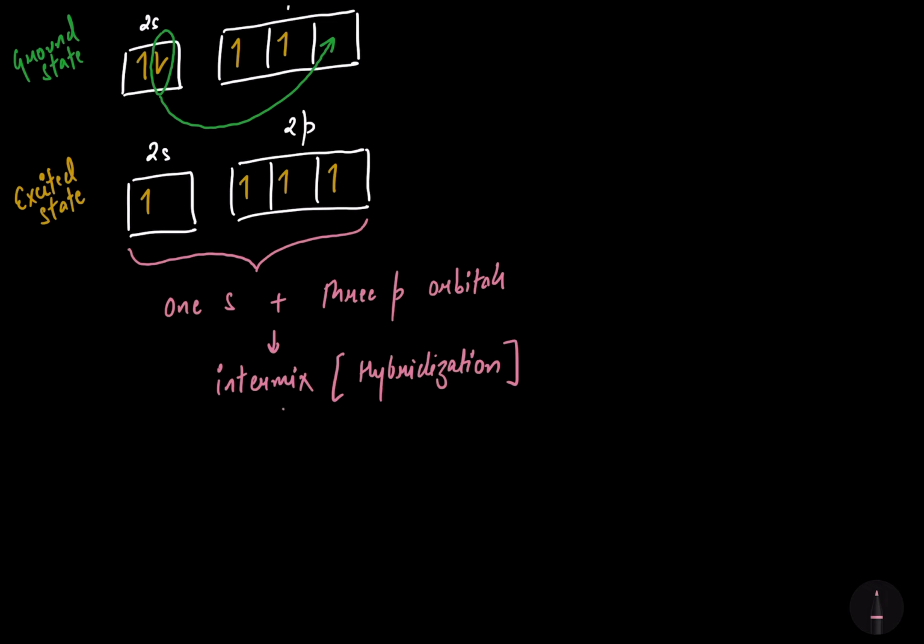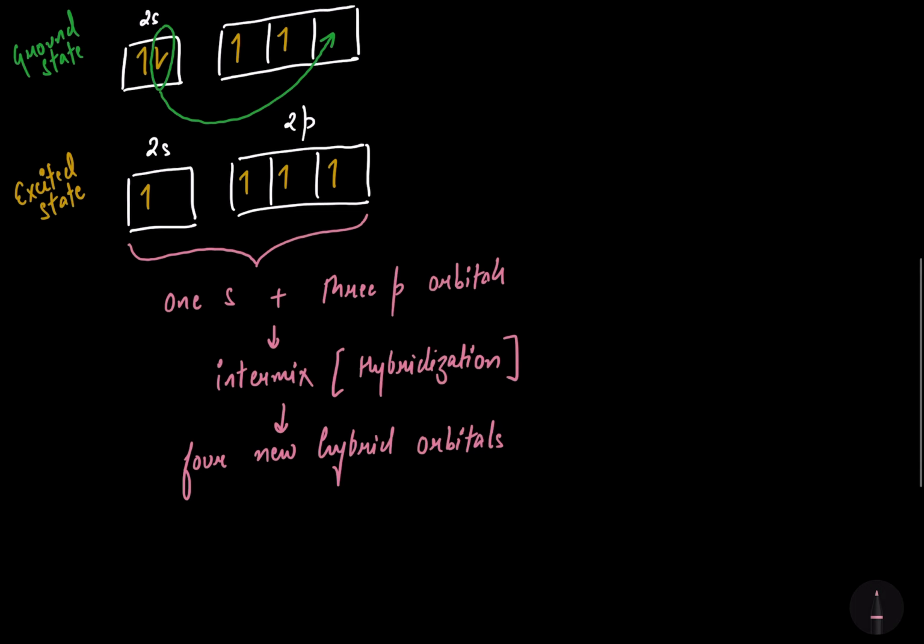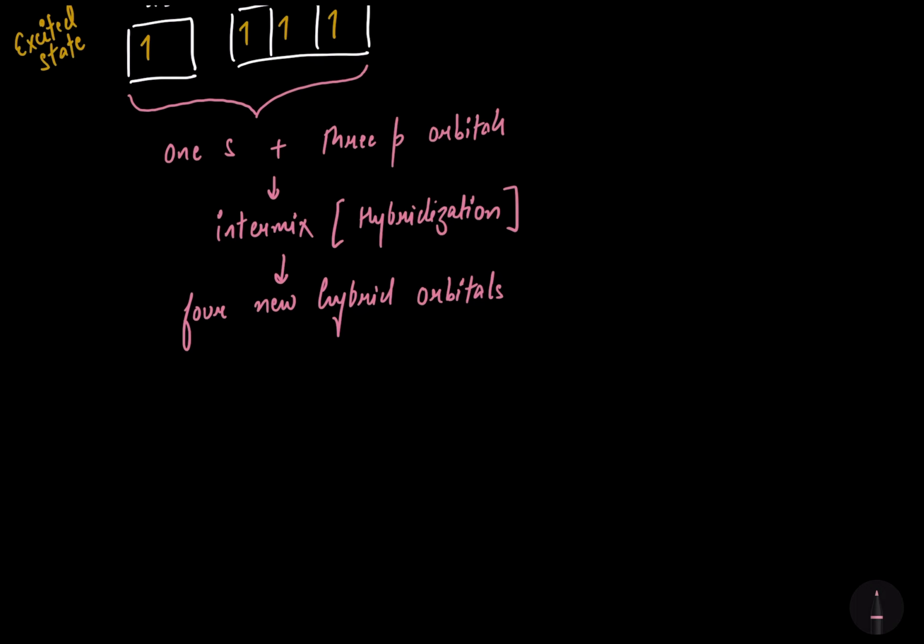So after intermixing, we are going to have 4 new hybrid orbitals, and they are also degenerate. That means all the hybrid orbitals will have equal energies. Here 1s and 3p, total 4 atomic orbitals are mixing. That's why we are getting 4 new hybrid orbitals. So these are 1, 2, 3, 4. We got the 4 new hybrid orbitals. So what's the name of these hybrid orbitals? As 1s and 3p are mixing, that's what will be called as sp3 hybrid orbitals.